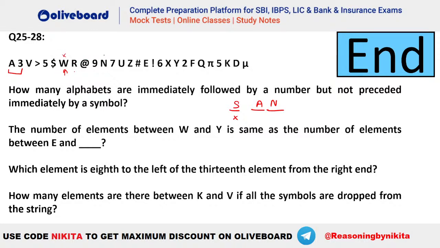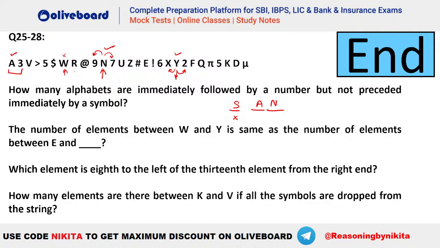After that, let's see alphabet number. You can see N and 7 is there and it is not preceded by a symbol here. So N has to be taken. After that, let's see, where do we have alphabet number? You can see we have a Y and 2 and then it is not preceded by this. That means this also has to be considered here. So this also is considered, this also is considered, and similarly this also is considered.